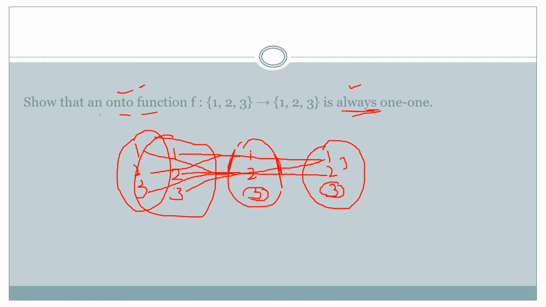This cannot be possible. Why? Because it is already given that the function is onto. So 3 must have a pre-image. This is already given to us, that this is onto. But if this function is not 1-1, it cannot be onto. So that will be a contradiction, right? So this function must be 1-1. I think this will be clear to you.